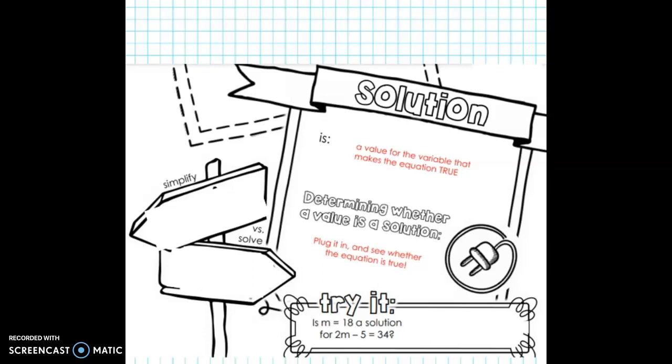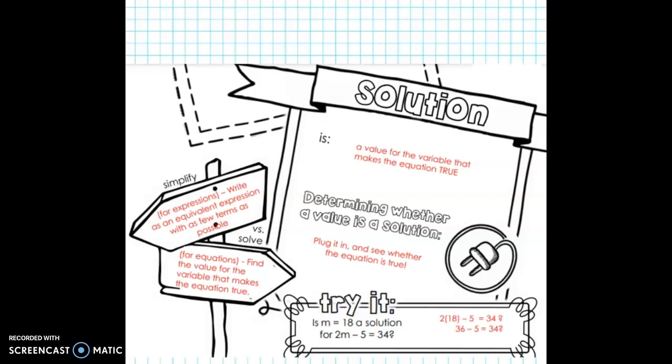Substitute 18 in for the m. Remember, when the number is directly beside a variable, it means to multiply. 2 times 18 minus 5. Take 2 times 18, which is 36, then subtract 5. Does not equal 34. 36 minus 5 is 31. So this is not a solution.